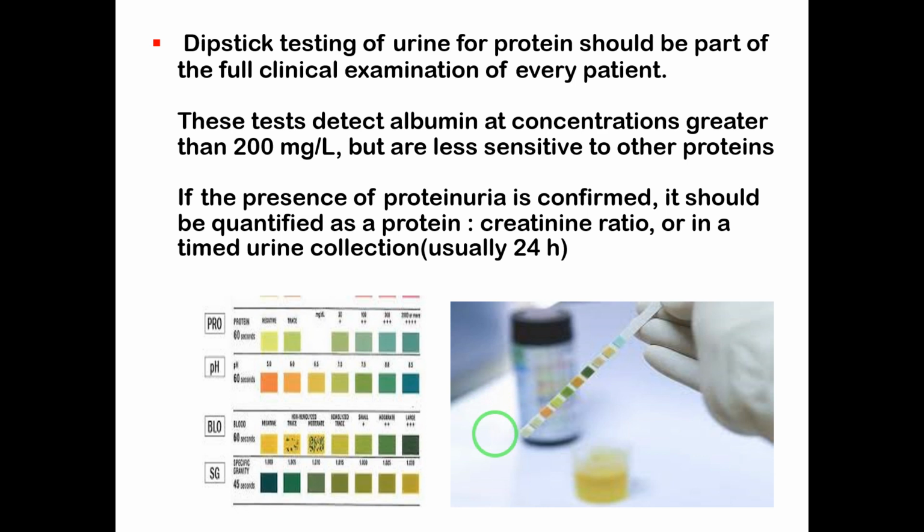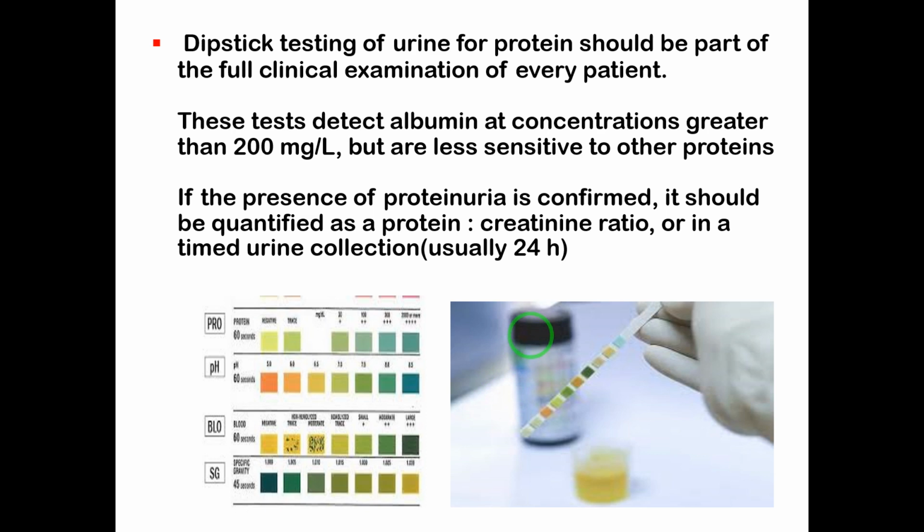In addition to quantification, we also compare it to creatinine, the albumin creatinine ratio, or we do a timed urine collection. For example, we collect the urine for 24 hours and measure the total amount of protein that appears in the urine within these 24 hours, or it could be a shorter period, for example 8 hours. So this is called timed urine collection.